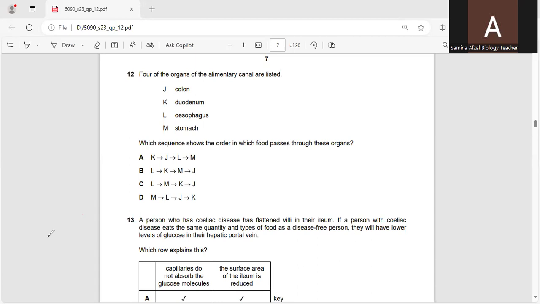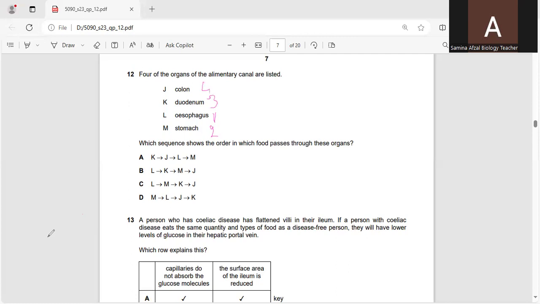First of all, there should be the esophagus on number 1, and from the esophagus it should move towards the stomach, number 2, and then towards the K, duodenum, 3, and then towards the colon.